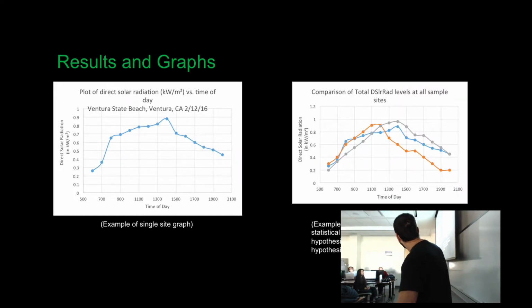So here's some results, a sample graph just showing the course of sunlight throughout the day and what kind of radiation levels you get. About 9.9 kilowatt hours per meter squared is kind of on average as a high, especially for this area. So we're going to see how that varies.